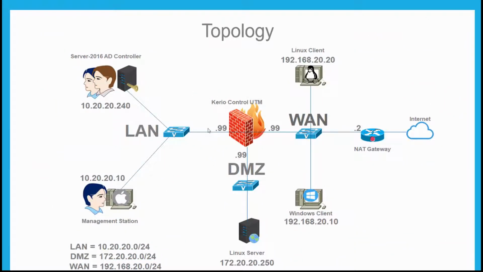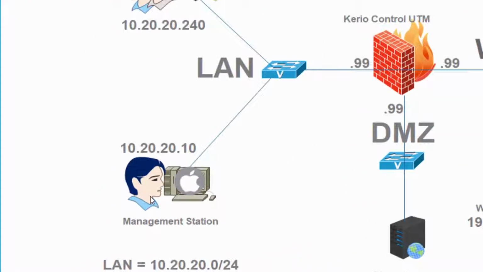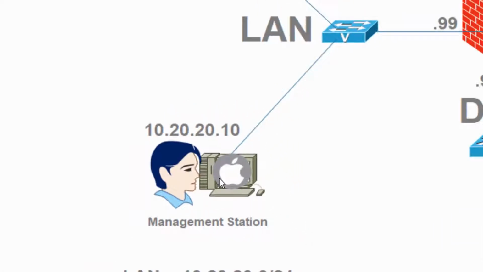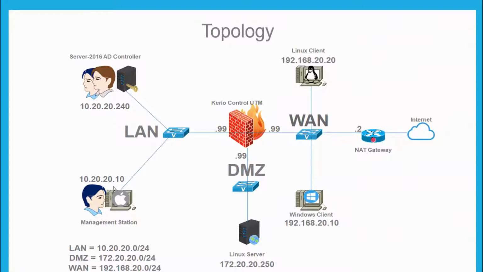Welcome back. This is how our topology will look throughout this video course. On my left-hand side, I've got the local area network that belongs to the subnet of 10.20.20.0/24. On the local area network, I have two hosts. The first host will be our management station. In this case, I'll be using an Apple Macintosh. The management station will be assigned an IP of .10.